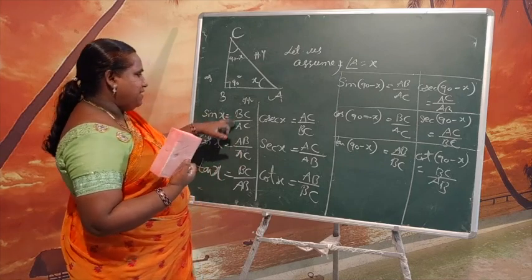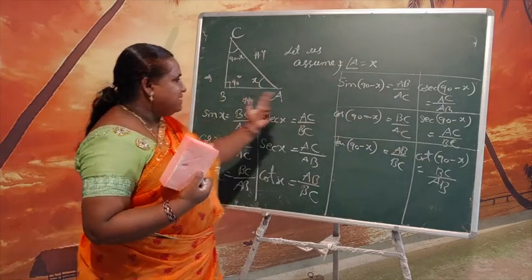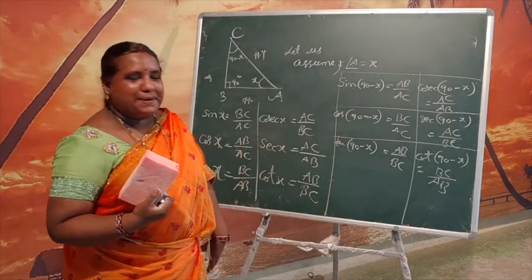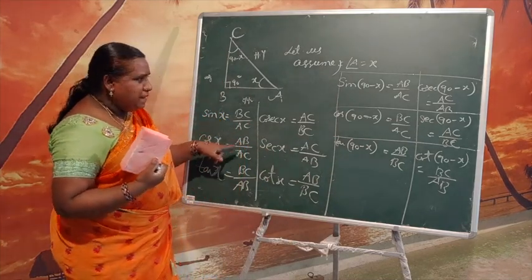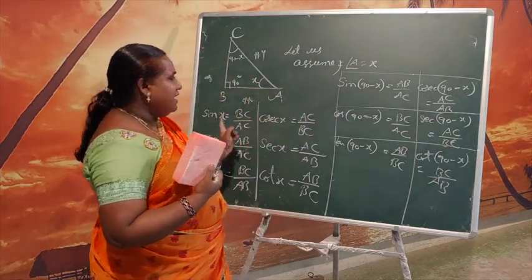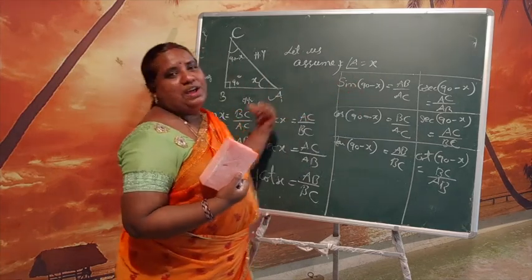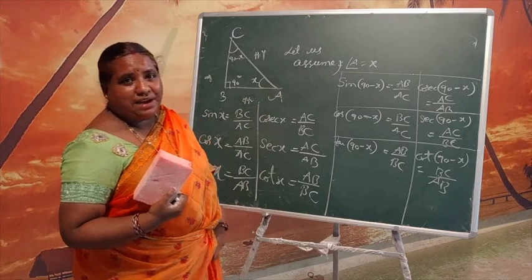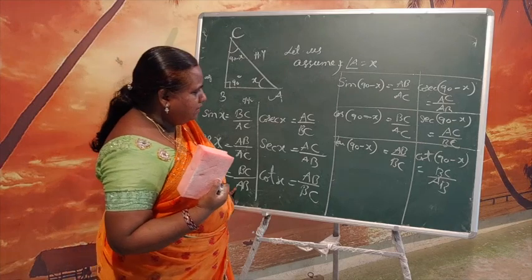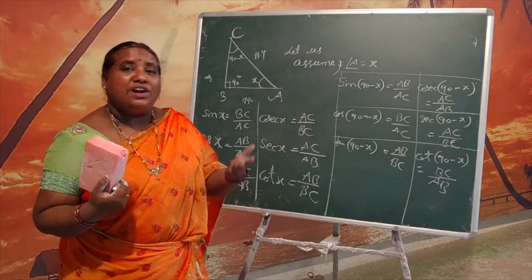What is sin x? BC by AC. To which is it matching here, see? BC by AC. See, sin x is equal to cos 90 minus x. Both values are equal to BC by AC. Next, cos x is AB by AC, which is equal to sin 90 minus x. So cos x is equal to sin 90 minus x, or sin 90 minus x is equal to cos x. These are the complementary angles you have to remember. Now, tan x is equal to BC by AB, which is equal to cot 90 minus x. So cot 90 minus x is equal to tan x.